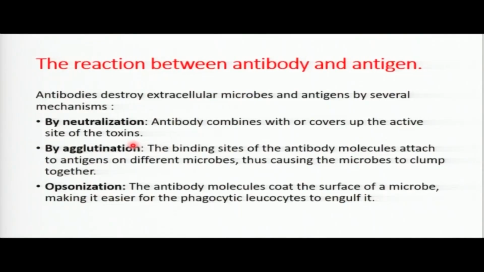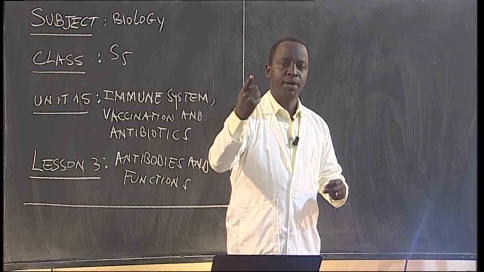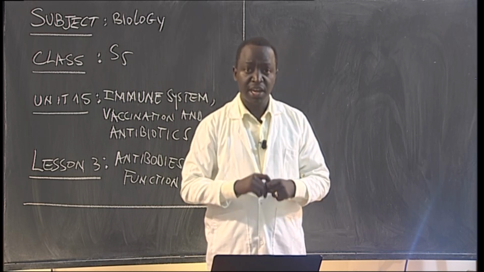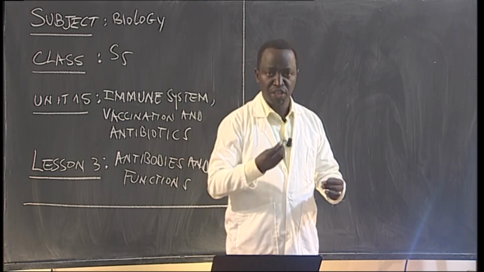Number two is agglutination, where the binding sites of the antibody molecules attach to antigens on different microbes, thus causing the microbes to clamp together. They are going to be together, so that they can now be easily destroyed. This is what you call agglutination, which is going to be ensured by antibodies.